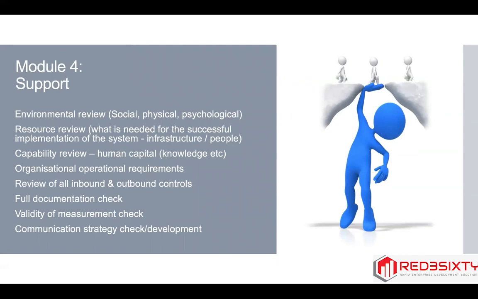Module 4, support. Environmental review, also done within the Business Builder module, where you were given additional material for business planning, the step analysis, resources review, capability review within Business Builder and also within the Growth Accelerator module. Organizational and operational requirement gap analysis were done, review of inbound and outbound controls, full customer tracking points within the business, done in Business Builder and Growth Accelerator.